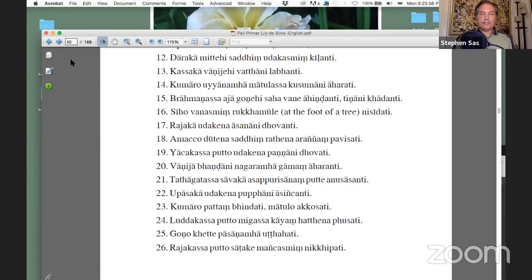Okay, but so we have two accusatives then, because bandani is also accusative. Yes, that's right. It's a double accusative. Okay, but it means to the village. Yes. Okay, thank you, Stephen.